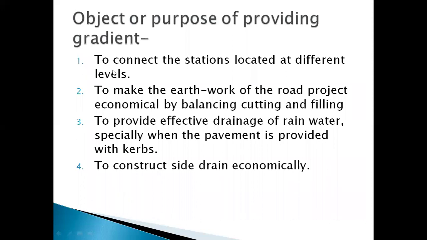Now see the object or purpose of providing gradient. Why is the gradient provided to the road? First object or purpose is to connect the stations located at different levels. That is, to connect various stations which can be located at different levels. Now see what the meaning of that is. To connect the stations means to form the plane surface of the road, the gradient is required.